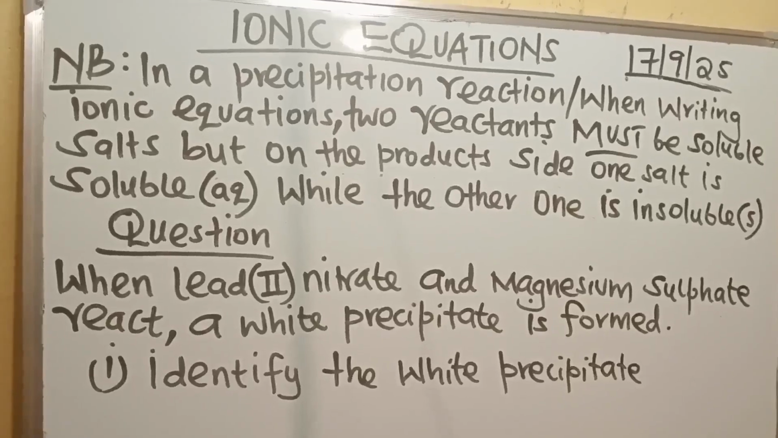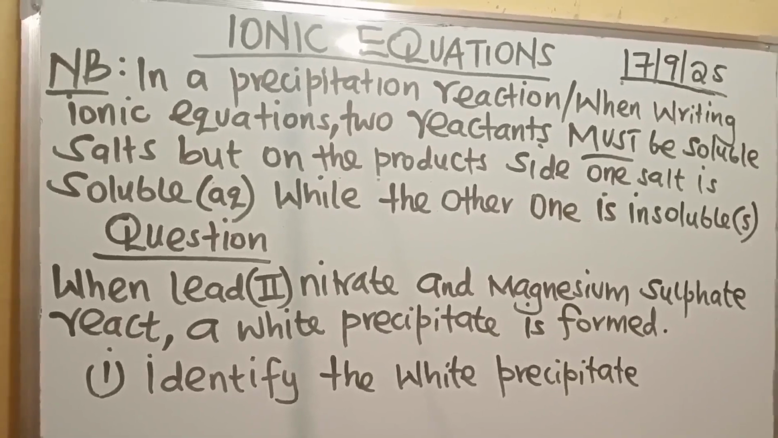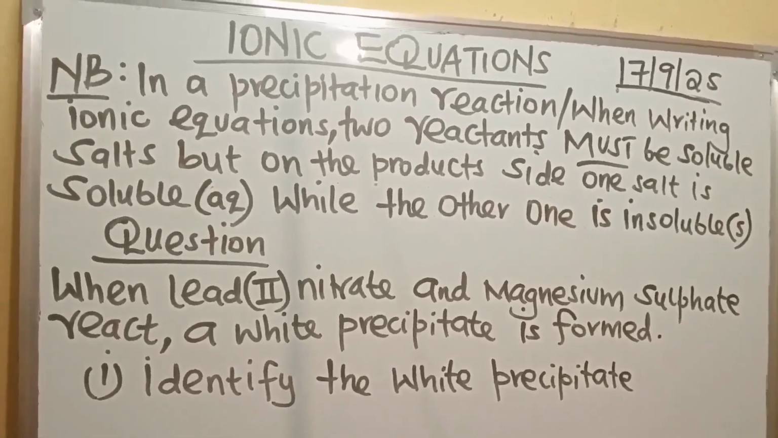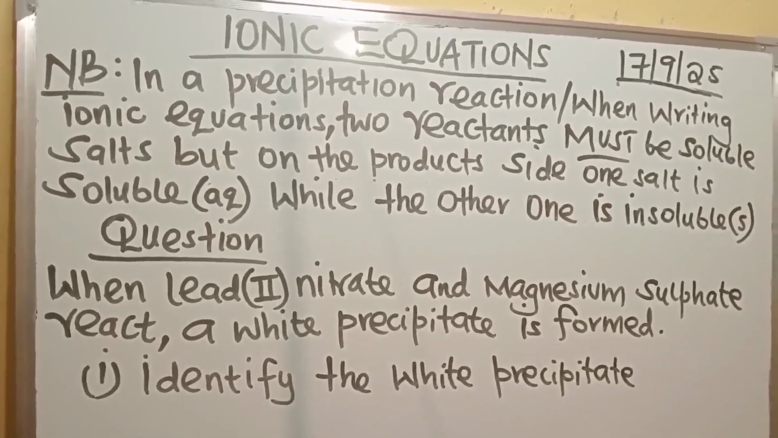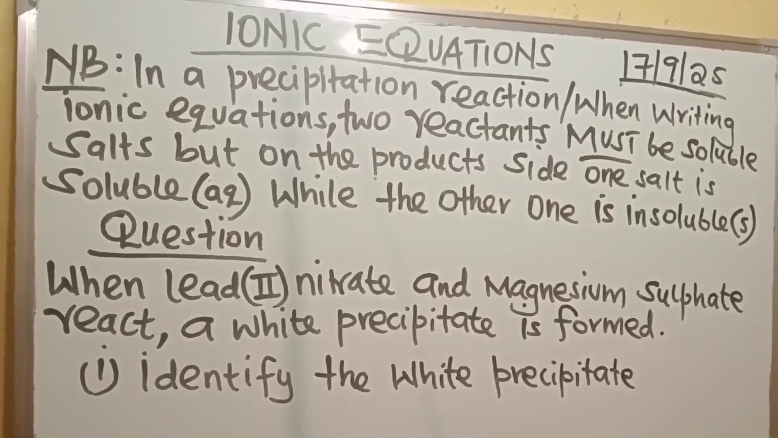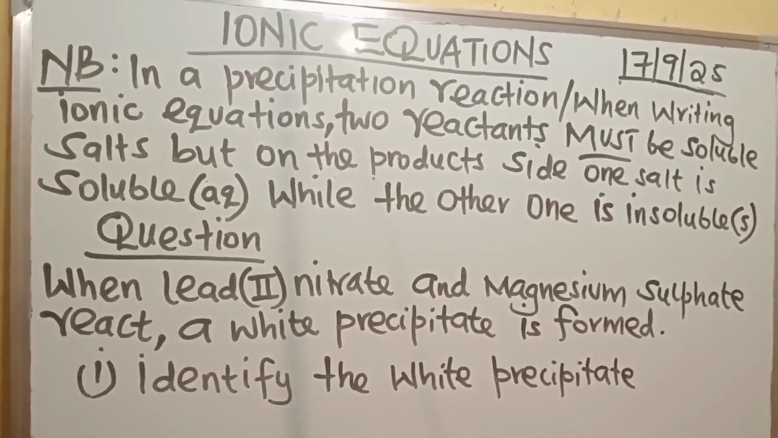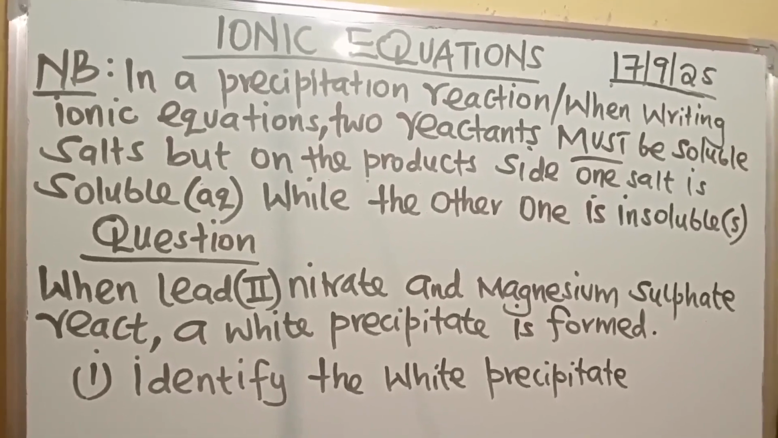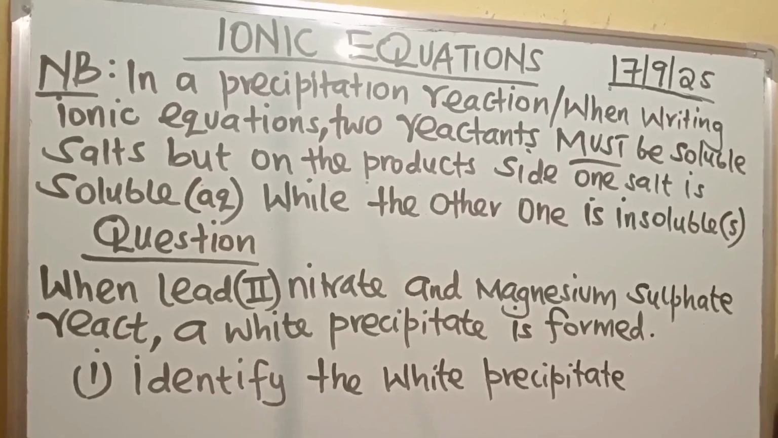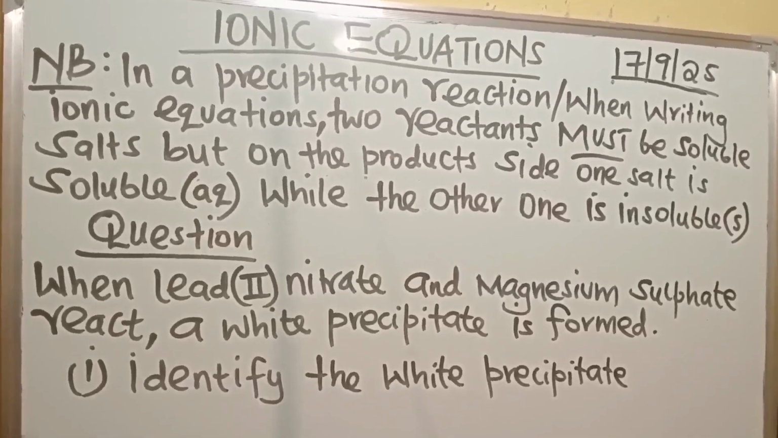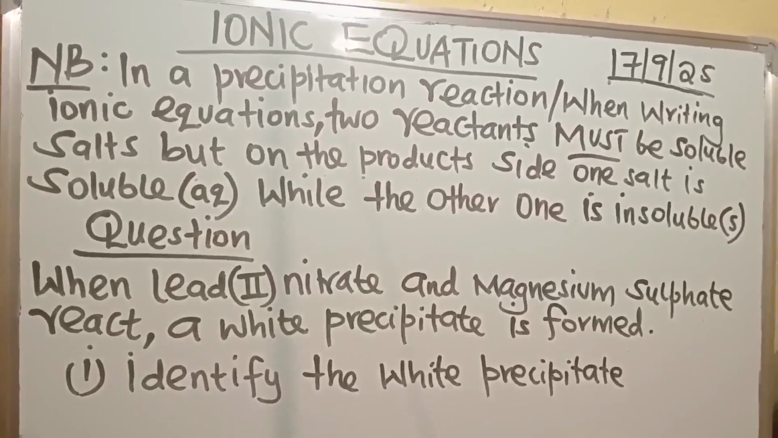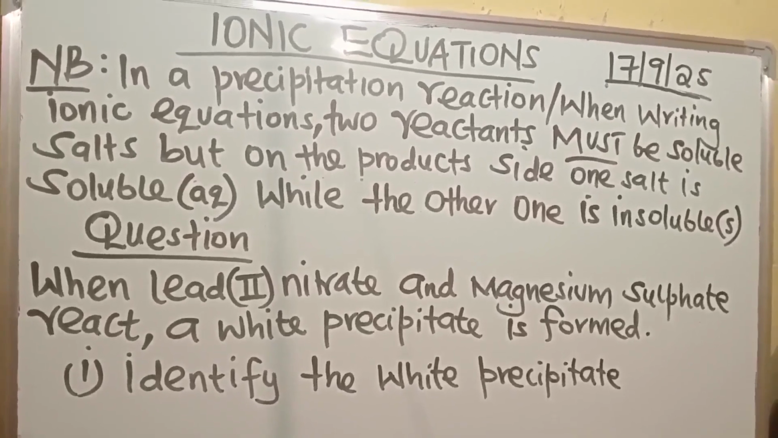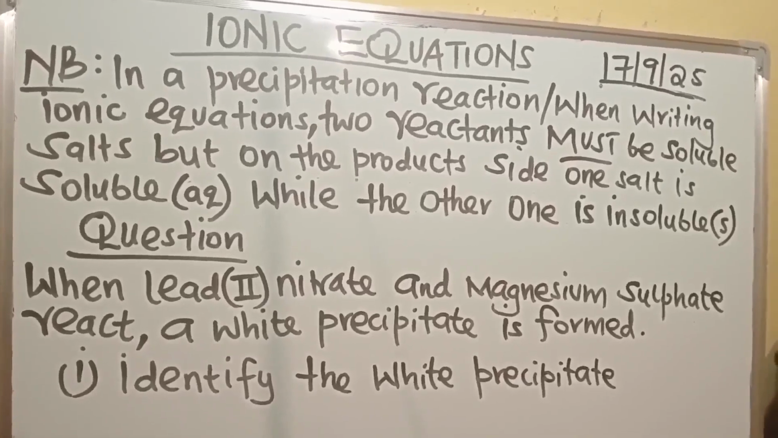Next, we have this NB, which is very important for you: in a precipitation reaction, or rather when writing ionic equations, the two reactants must be soluble salts, that is, they're in the aqueous state. But on the product side, one salt is soluble in the aqueous state, while the other one is insoluble in the solid state, that is a small s in brackets.